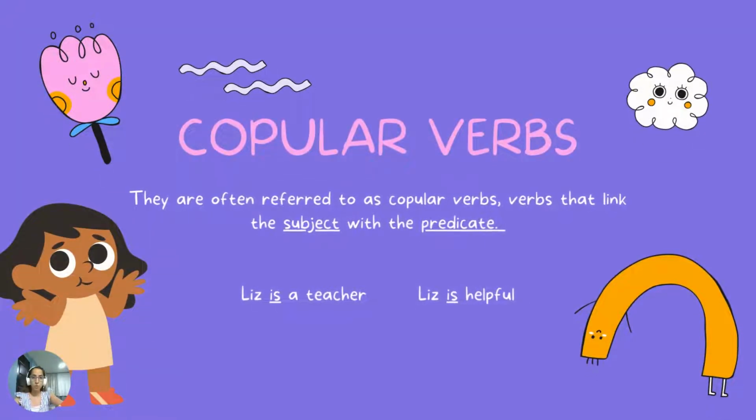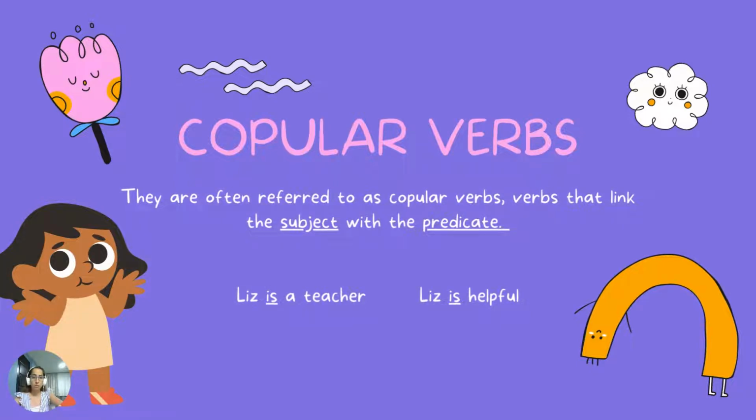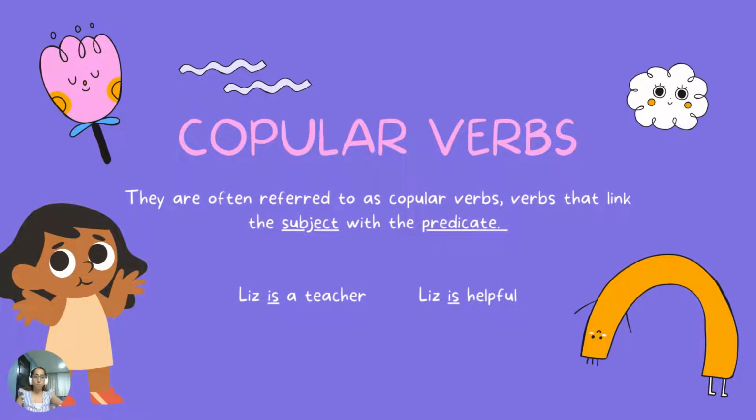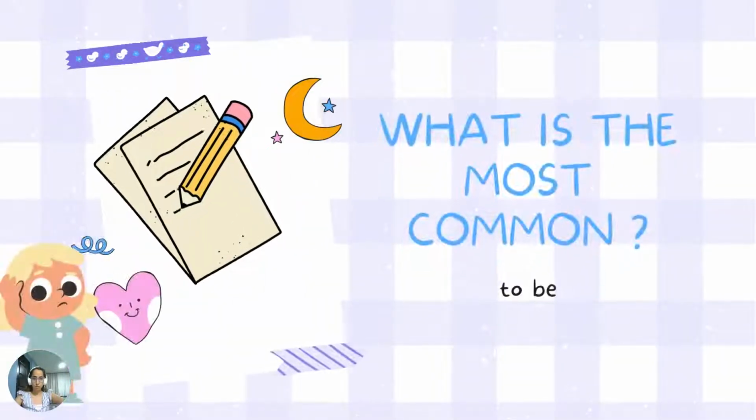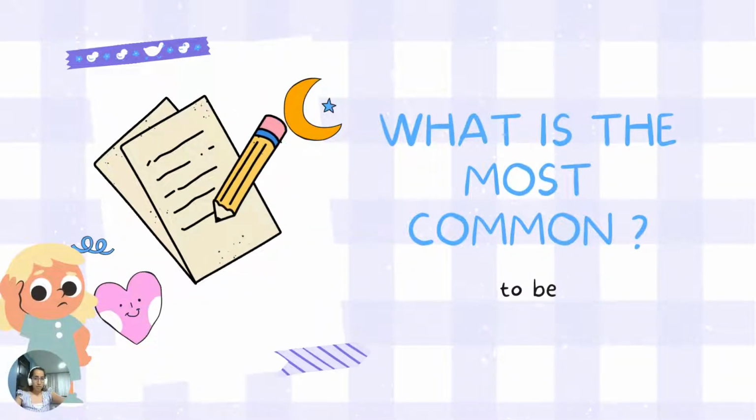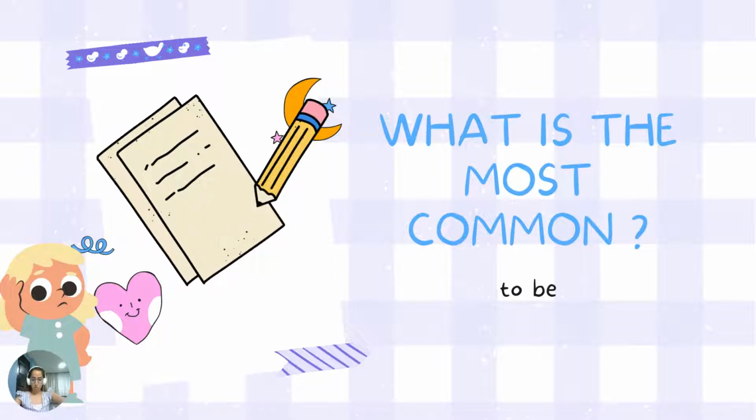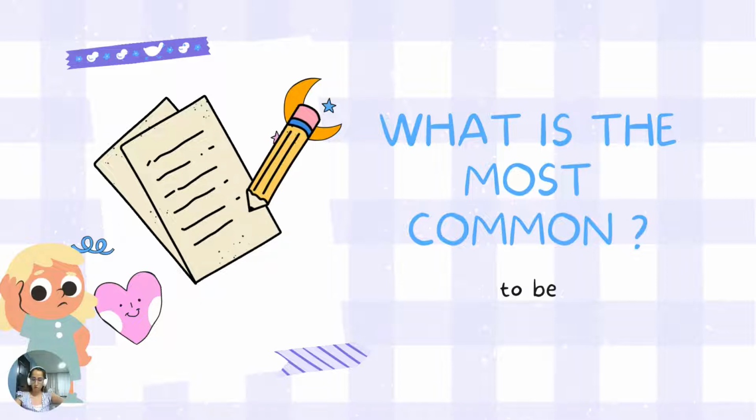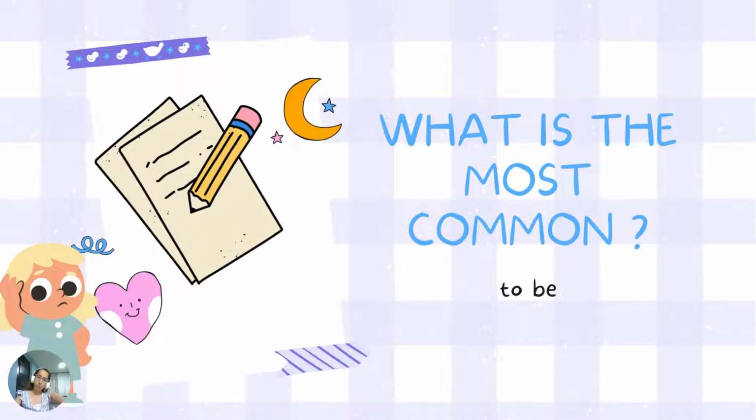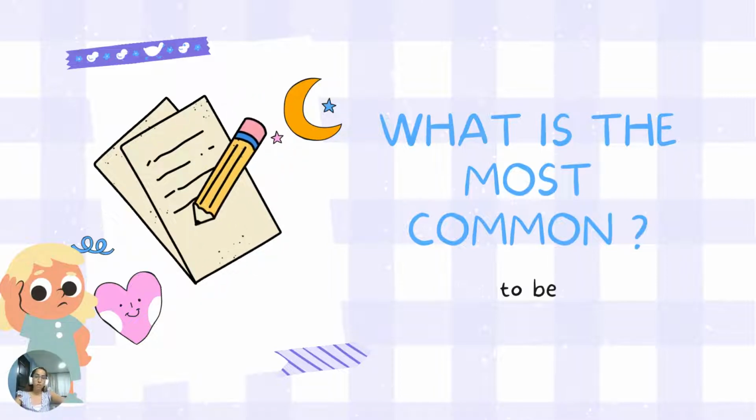Okay, so what are copular verbs? They are often referred to as copular verbs, verbs that link the subject with the predicate. For example, Liz is a teacher and Liz is helpful. Although many languages don't use the verb to be, it is still the most common copular verb. So what is the most common copular verb? The verb to be.